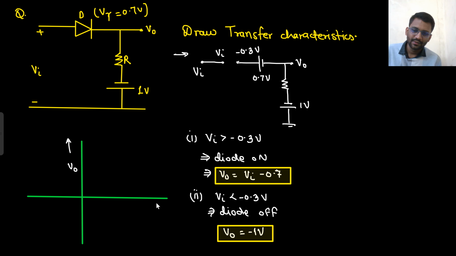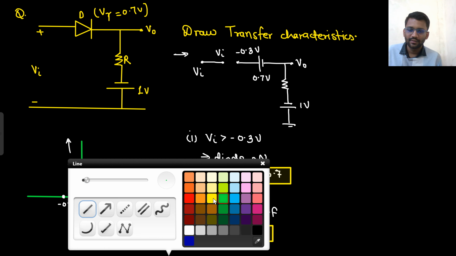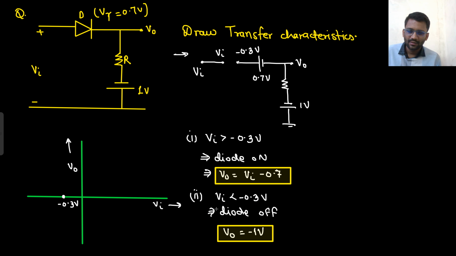This is V naught, this is V in. What is our transition point? That is minus 0.3 volt. So for V in less than minus 0.3 volt, you are having minus 1 volt. This is our minus 1 volt.